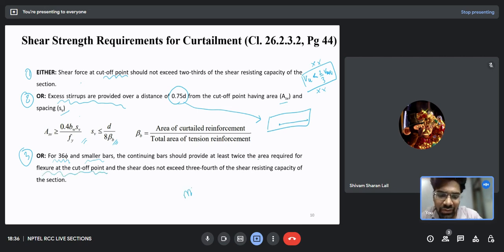For example, if we have curtailed it for MUR1, then the flexural reinforcement which was continued at the bottom should be twice the amount of reinforcement required for resistance at that curtailment point. This is not the maximum moment, but the moment at the curtailment point. If AST1 is the amount of reinforcement required to resist this moment, and my shear requirements are not being satisfied, then I would provide twice that amount. So one of these three conditions should be satisfied to ensure that my beam is safe in shear when I carry out the curtailment.